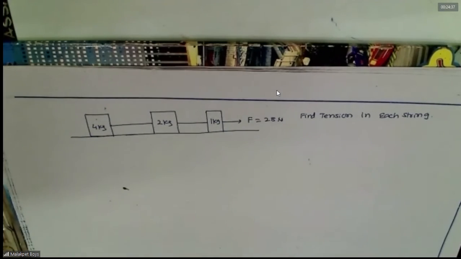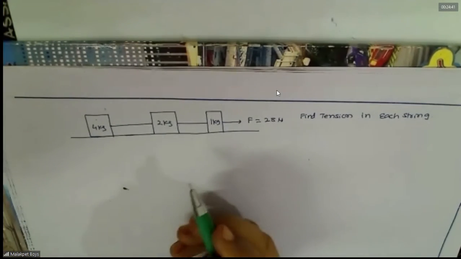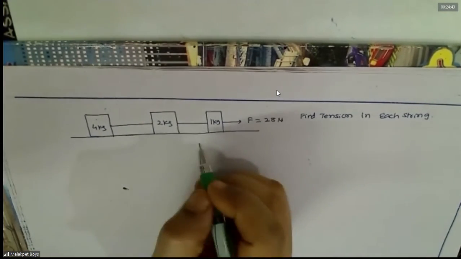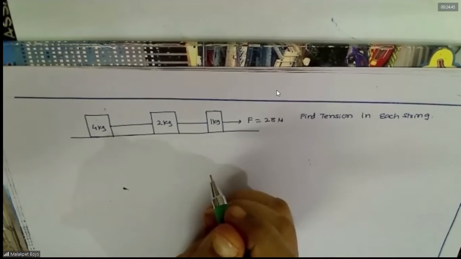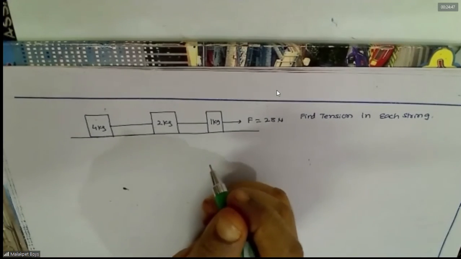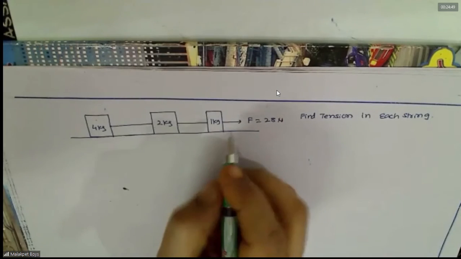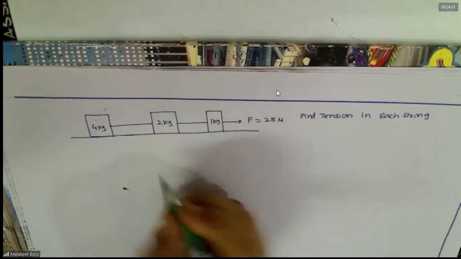How to find this? Again the same story. First thing is, free body diagram. The whole system is accelerating. Agreed. That means all these things must have the same acceleration, no?